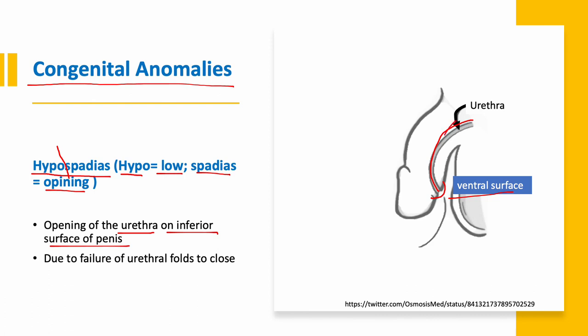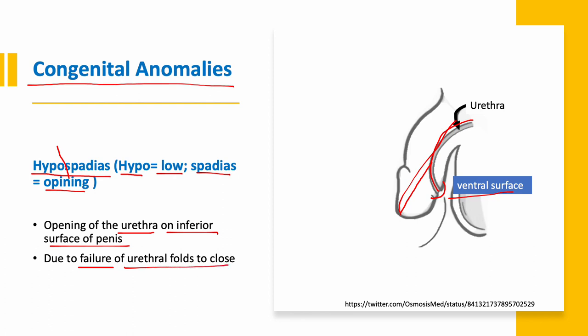Normally, the urethra should be long enough to reach the tip of the glans, but due to the abnormal urethral structure, it's open in the ventral surface of penis. شنو the cause of this abnormality? It's caused due to failure of urethral fold to close.